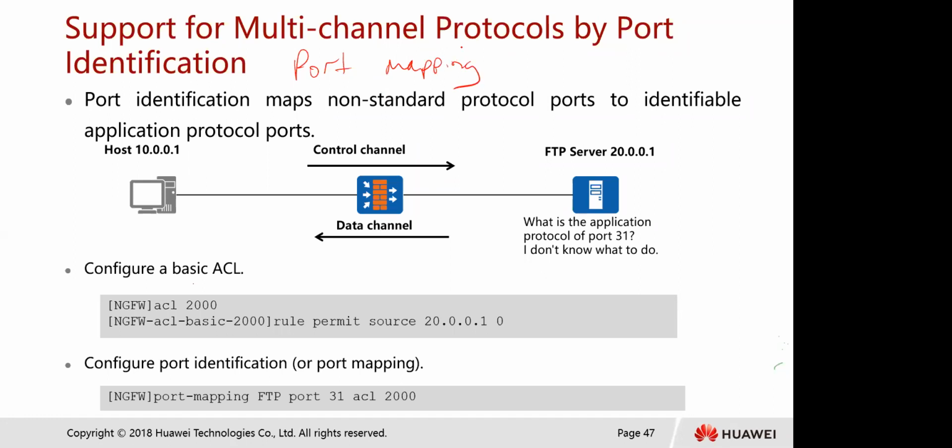It is also called port mapping, and it is used by firewalls to identify application layer protocols, such as FTP, HTTP, PPTP, MMS, SMTP, and so on. Port mapping is implemented based on an access control list, and only packets matching the access control rule are mapped.